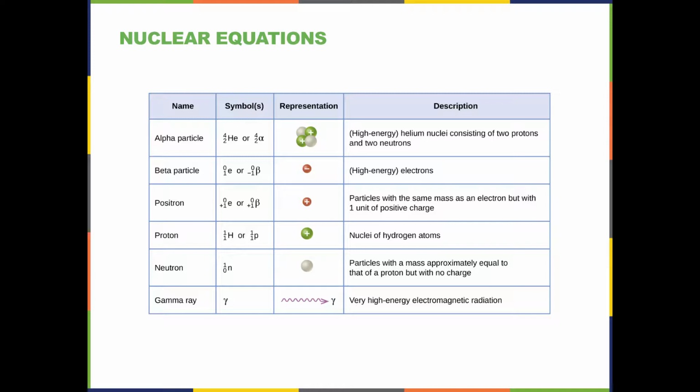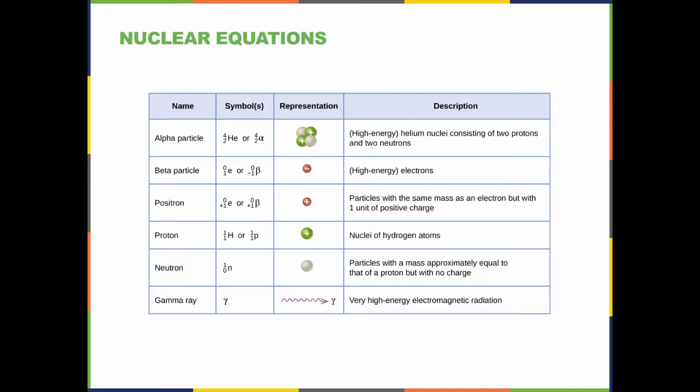It has 4 nucleons, 2 of which are protons. It's a high energy nucleus that consists, as it says, of 2 protons and 2 neutrons. A beta particle is essentially a high energy electron. A positron is an electron-sized particle, but has a positive charge. It has the same mass as an electron, but has a positive charge.